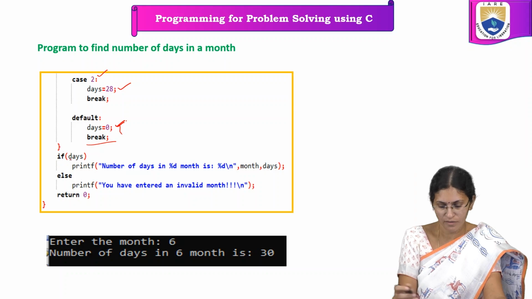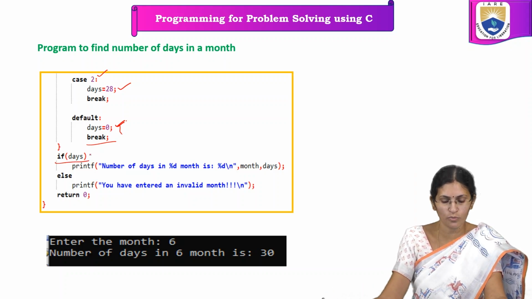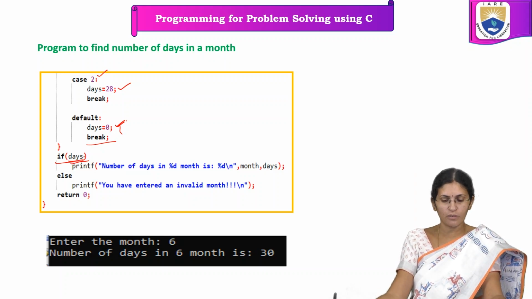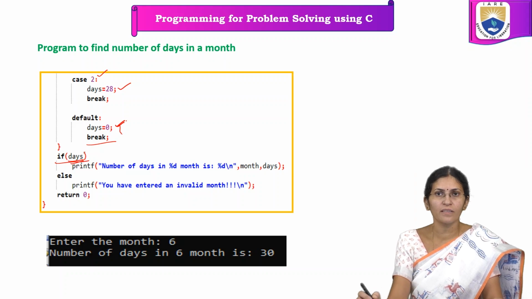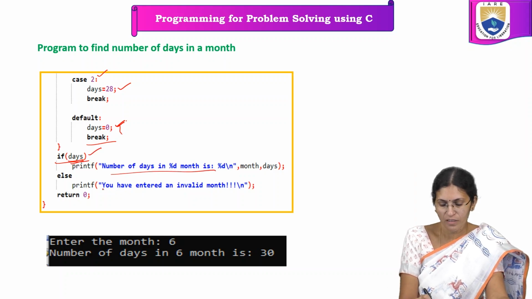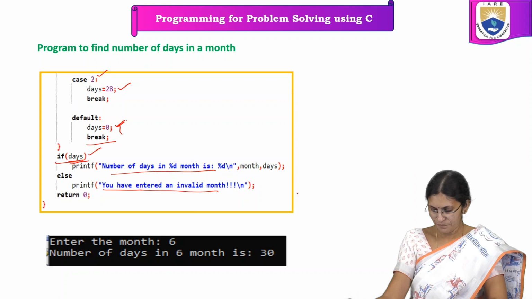So next, let us see. If this condition becomes true, so if days is equal to some value, so here true means some non-zero value and false means zero. So if this evaluates to true, then we'll get this output. Else, if the condition becomes false, then we will get this output: You have entered an invalid month.